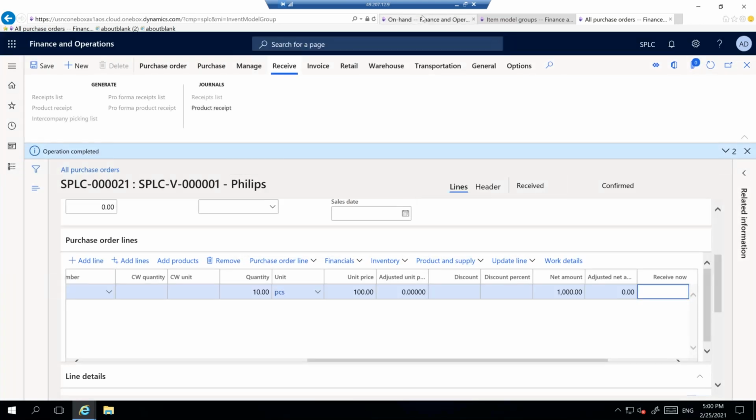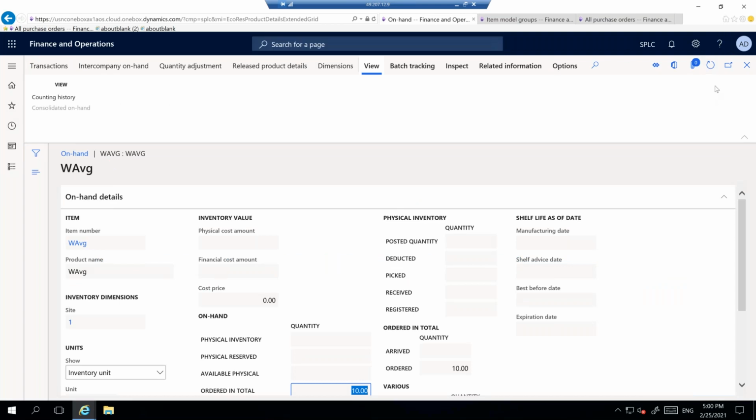Now if you verify on hand inventory, if you refresh the screen, look at this one. At this point there is no quantity, no amount here. If I click refresh, what happened? Physical inventory is 10 quantity, and the physical cost amount is 1000, but cost price is not updated. Physical amount means the product receipt is updated but not invoiced, and the cost amount is not updated.